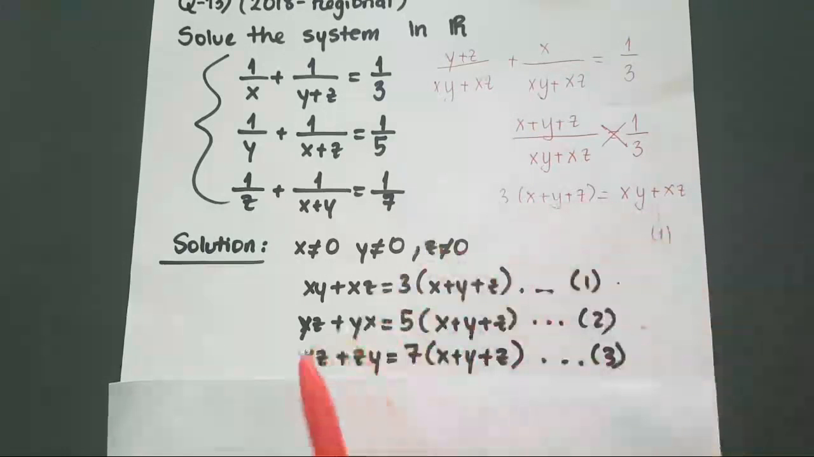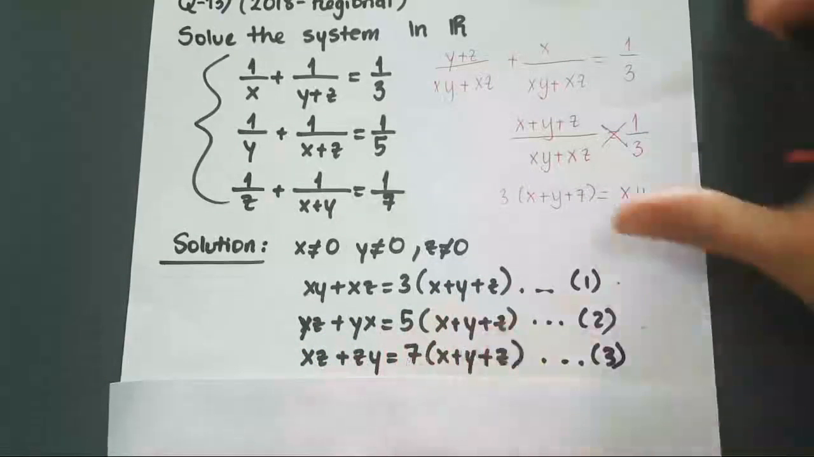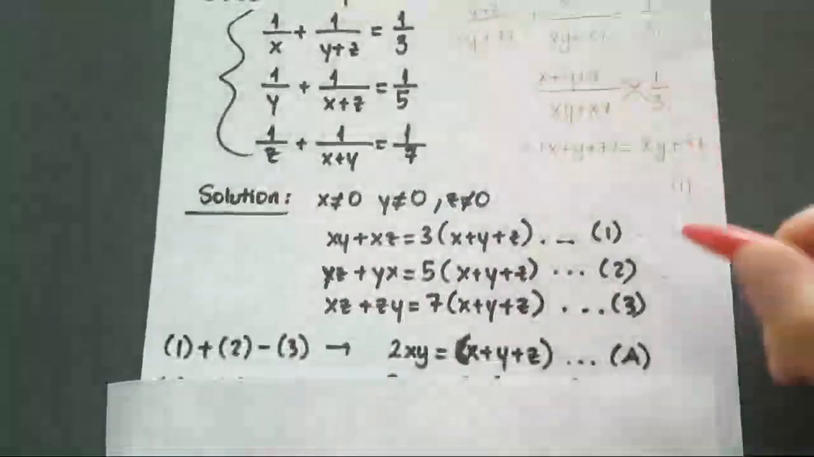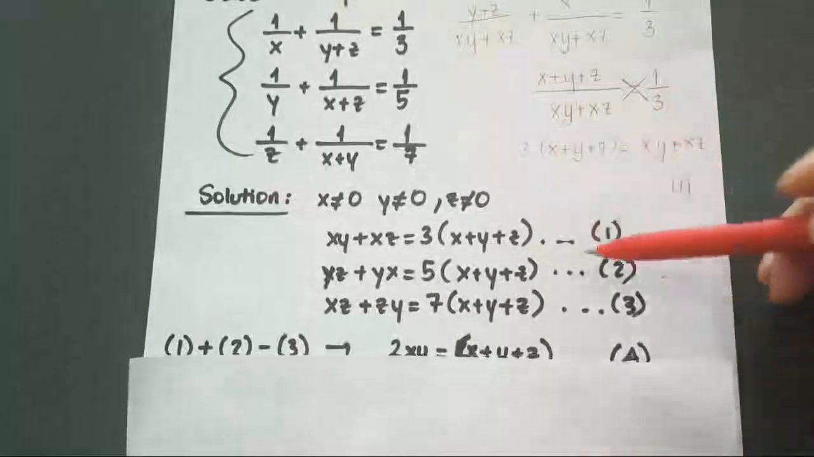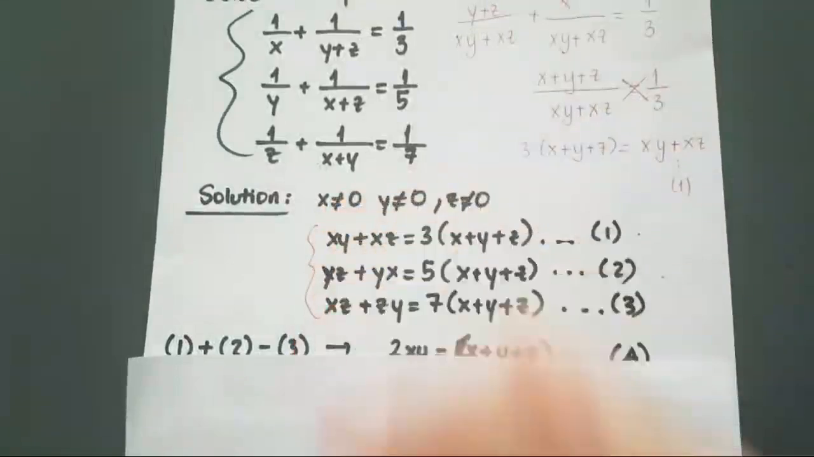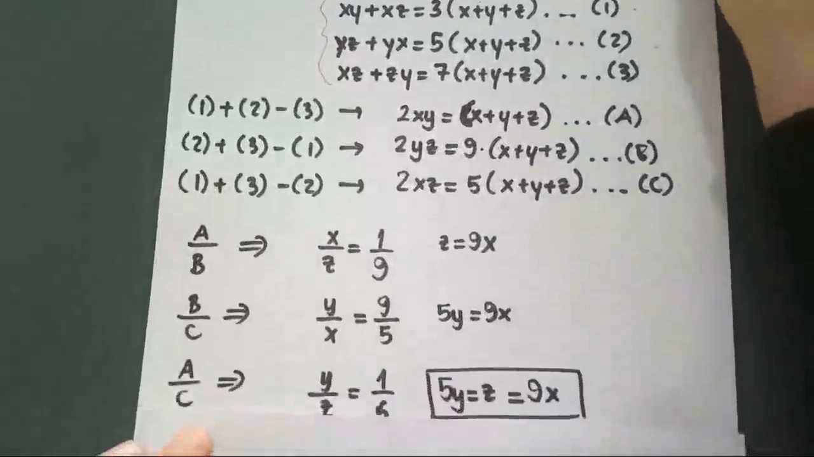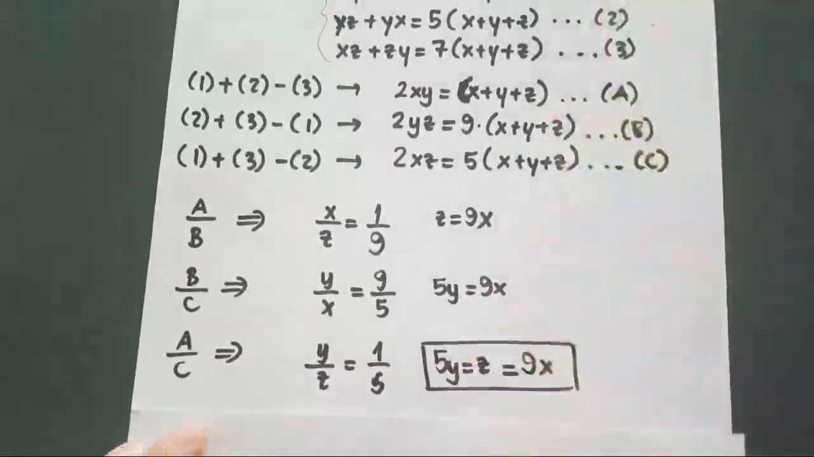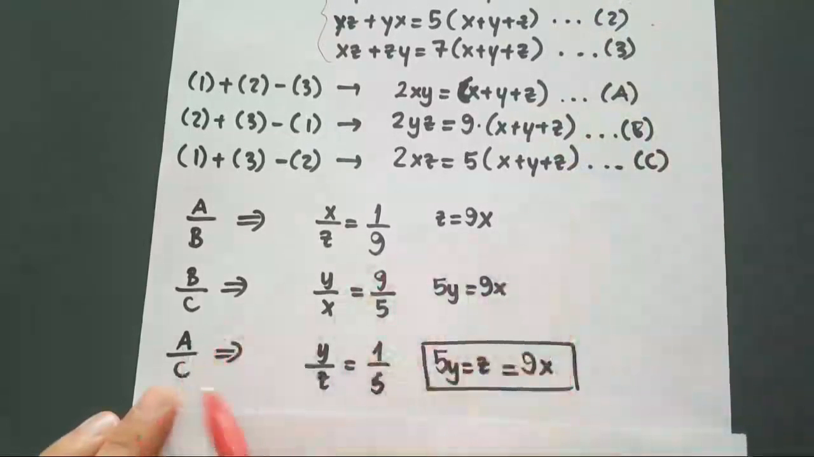Okay. So xy plus xz is 3 times x plus y plus z. yz plus yx is 5 times the sum. And xz plus zy is 7 times the sum. How can I work with the new system now? The system turned into this, right? So can I write the equality from the third one, a over c, y over z is 1 over 5. From all this, we can write that 5y is equal to z is equal to 9 times x.